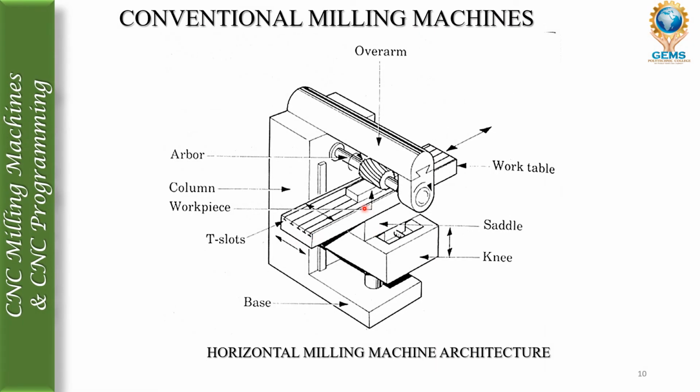And this is the layout of the horizontal milling machine. In the horizontal milling machine, all the other things are the same, but the spindle axis is different. In the vertical machine, the axis between the tool and the workpiece is perpendicular, but here the axis between the tool and the workpiece is parallel. You can see here, this is the arbor, which holds the tool, and this is the workpiece.